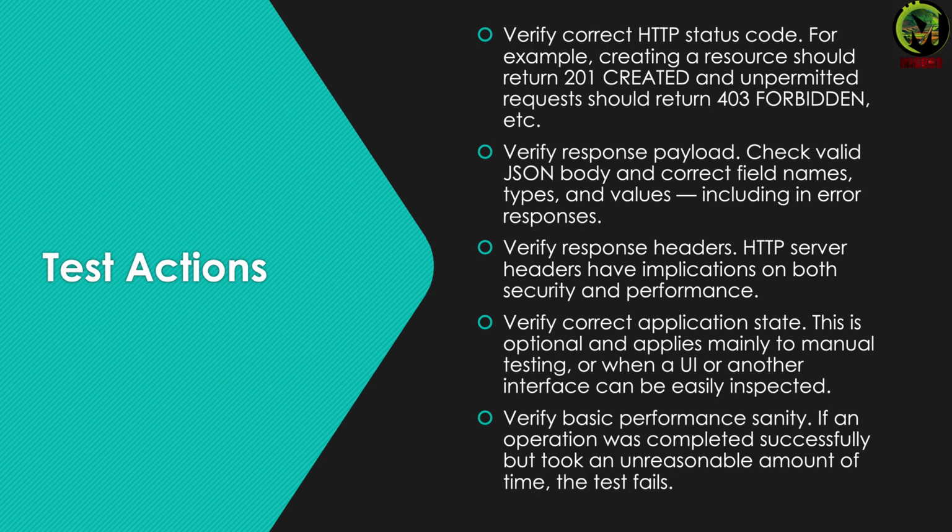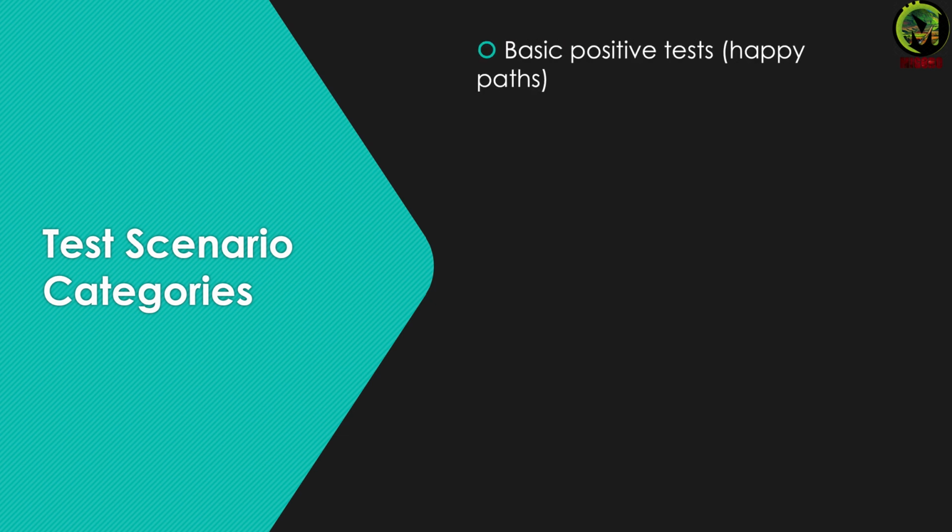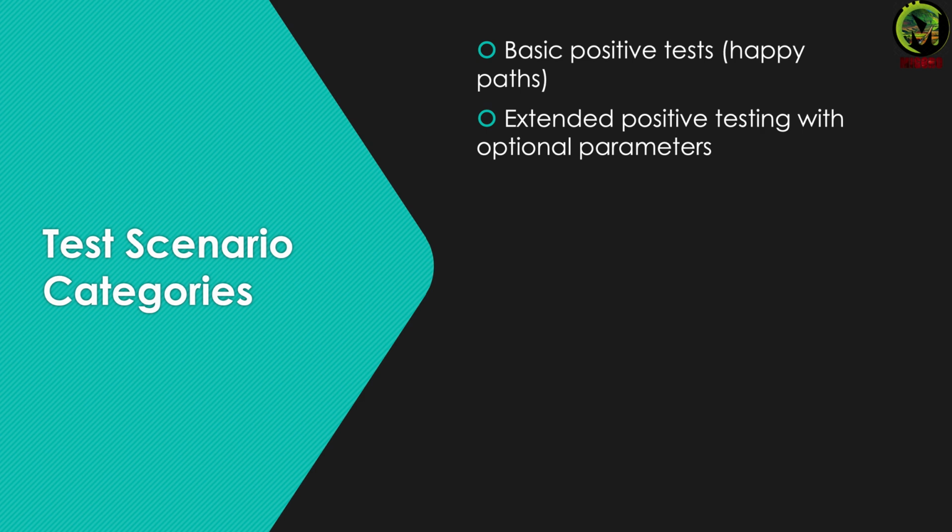Let's start with basic positive tests, also referred to as happy paths. All the functionality of the APIs that they are supposed to do when they're working absolutely fine. You know the request and you validate the response. Once we do, we're good with the happy paths. Extended positive testing, on the other hand, is also the happy paths but with optional parameters like query strings, etc. They will make a lot of combinations.